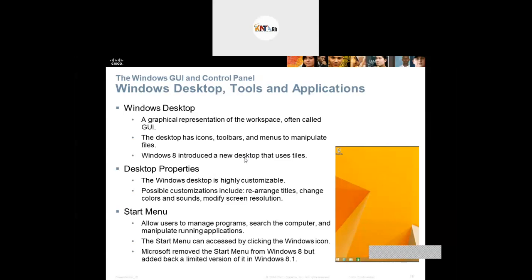Now, the desktop properties: the Windows desktop is highly customizable. You can change the desktop to suit how you want it to be. The possible customization means you can rearrange the tiles, modify the screen resolution, and change colors and sound. The Start menu allows a user to go through menus and manipulate running applications. It also gives you access to Windows icons. Microsoft removed the Start menu from Windows 8 but added back a limited version in Windows 8.1 and newer operating systems.